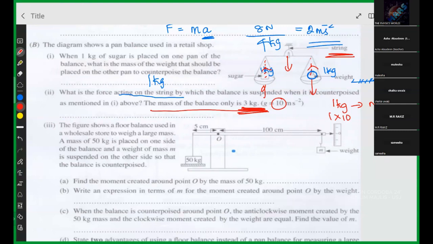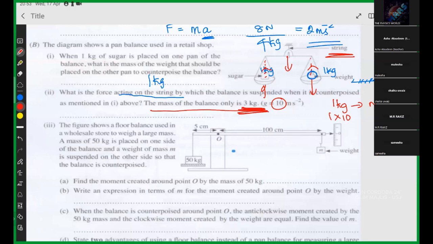Yeah, but I did it with MA, but still got 50, madam. I used that equation and did the question right, and I still got 50 Newtons. I mean, you got the same answer as mine or something different? No, the same answer. Yeah, same answer.